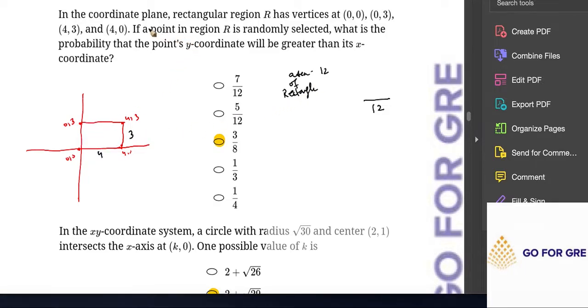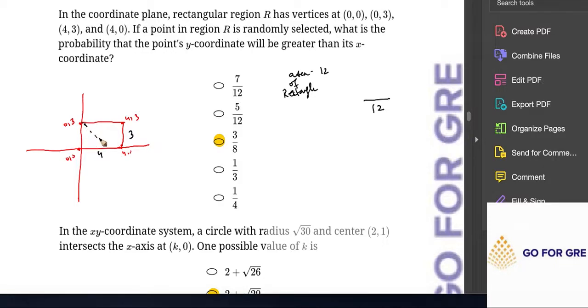Now second, he is asking me, if a point R in a region is random, what is the probability that the point's y coordinate will be greater than its x coordinate? Y is greater than x. Now there are 4 on the x side and 3 on the y side. Now we need a point. What is the probability that the point's y coordinate will be greater than its x coordinate?